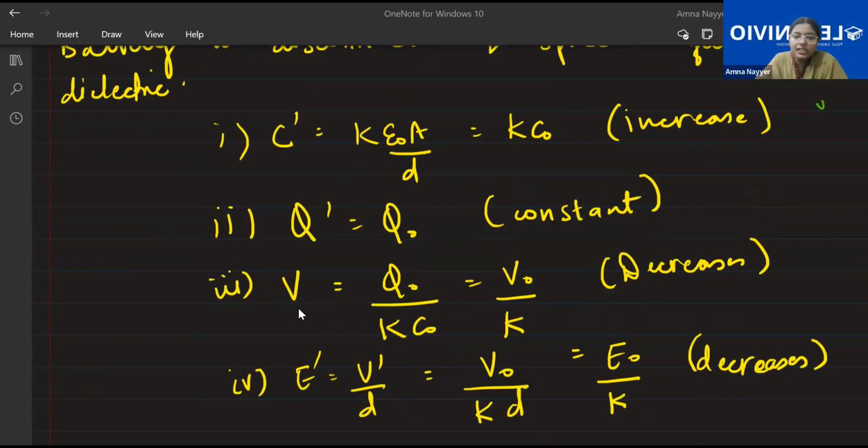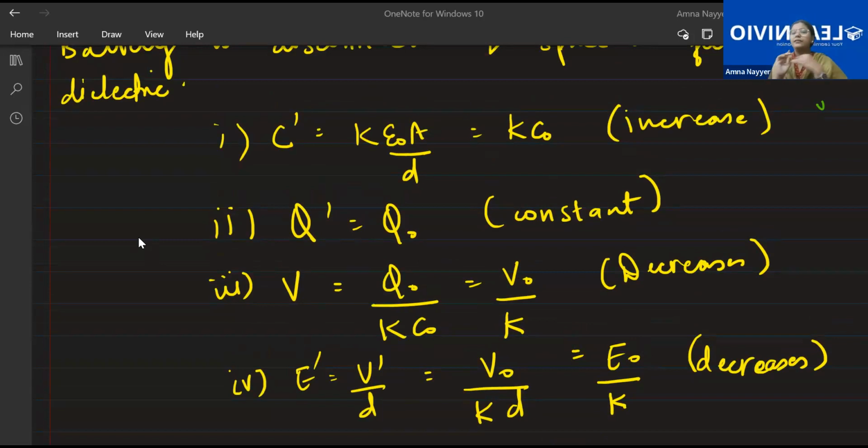How? Potential is charge by capacitance. Capacitance is K C naught, right? So potential will be V naught by K. So it decreases by K times. Similarly, electric field is potential by distance. So electric field becomes E naught by K. Is it clear? Are you awake? Is it clear till here?